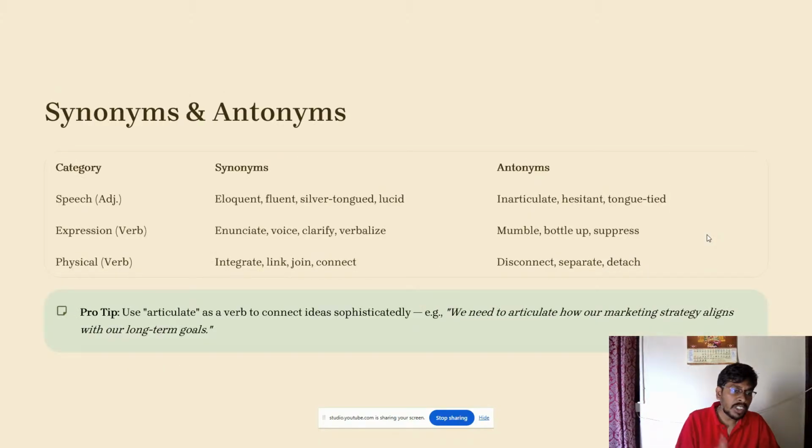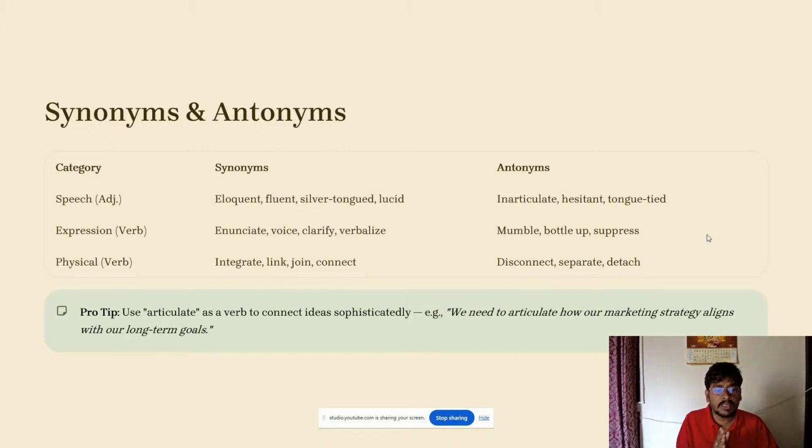Now synonyms and antonyms. If it is used in an adjective context, eloquent, fluent, silver tongue and lucid are the synonyms. If it's used in verb form like expressing something, enunciate, voice, clarify, verbalize. And if we use it in physical form as a verb, integrate, link, join, connect. So these are the synonyms of articulate. And antonyms: if it's an adjective, inarticulate, hesitant, tongue-tied. If it's an expression in the form of a verb, mumble, bottle up, suppress. And if it's physical in the form of a verb, it is disconnect, separate and detach. So these are the antonyms.